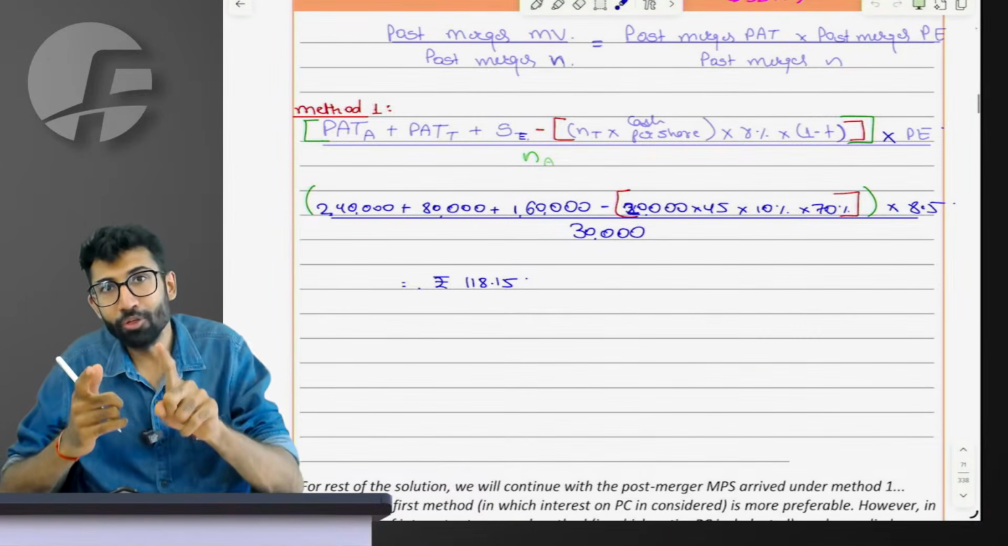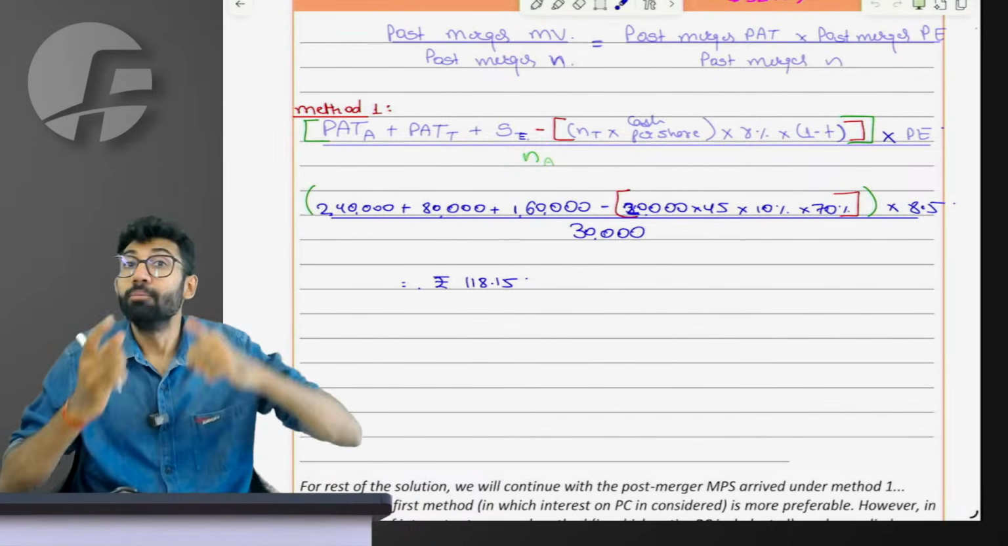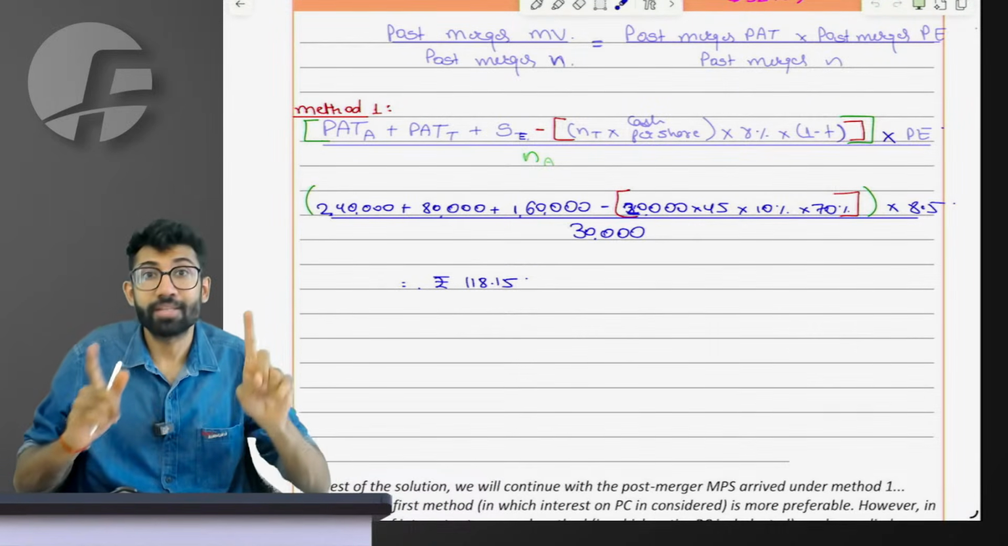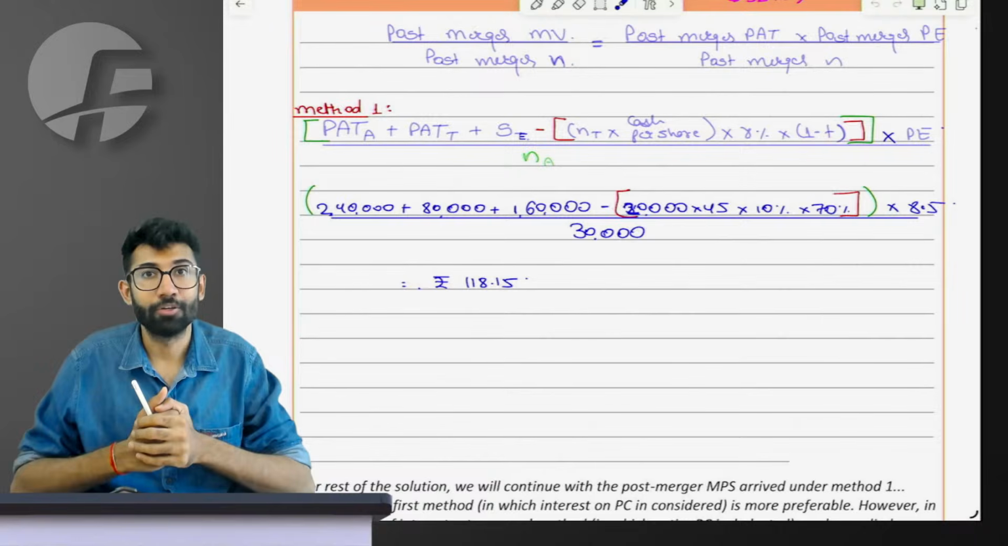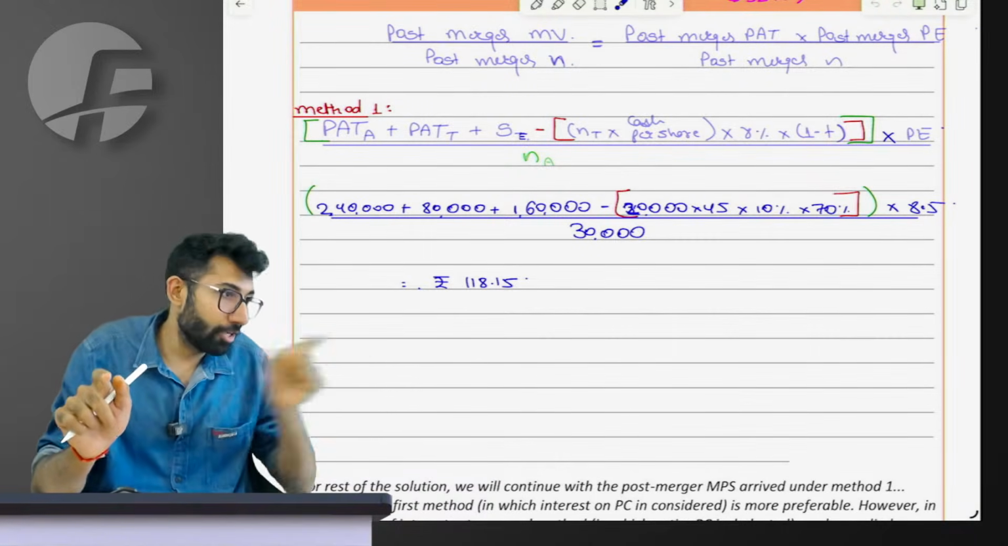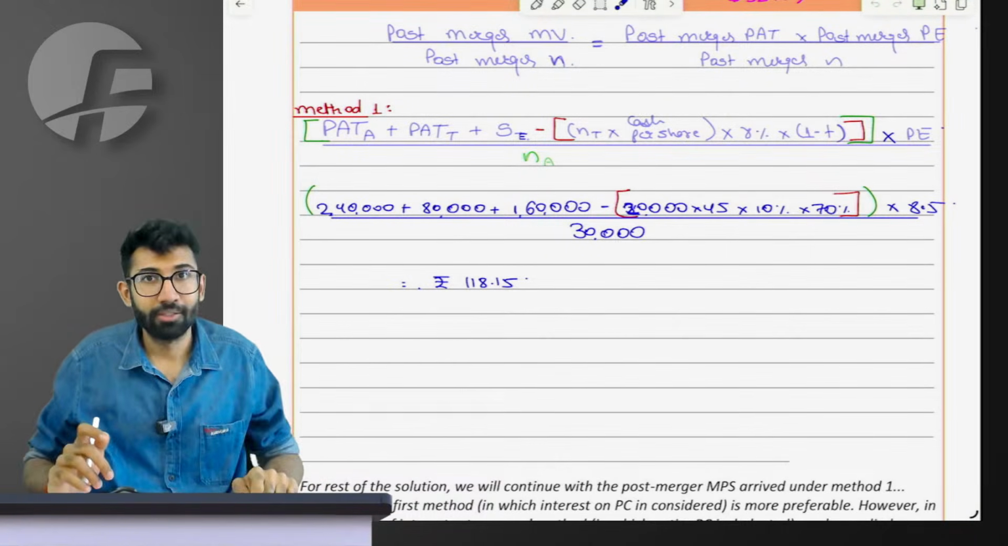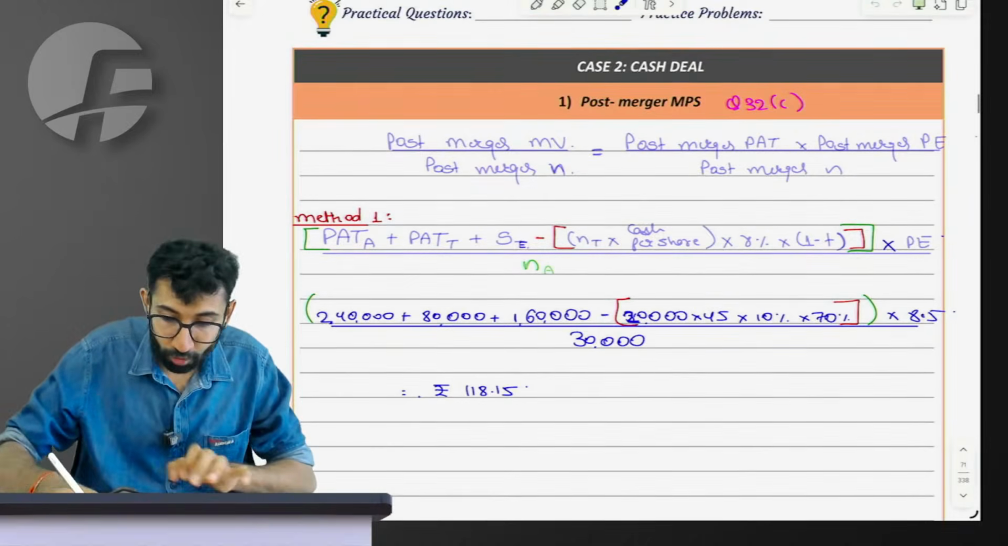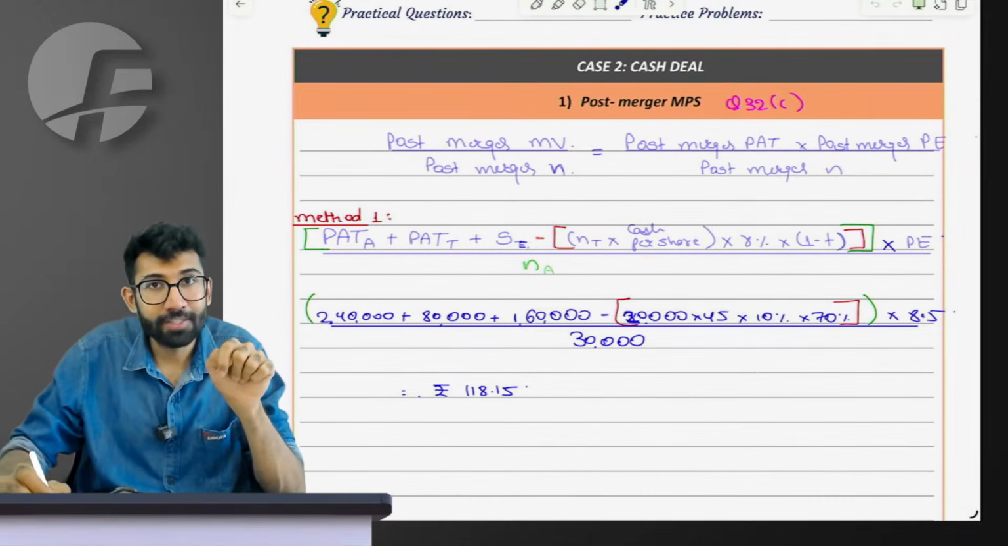Now, in terms of EPS, in case of a cash deal, post-merger EPS, we could not calculate gain or loss, because pre-merger you have a profit, but after the merger you don't have a profit. But when it comes to value, the gain or loss in a cash deal is calculable.